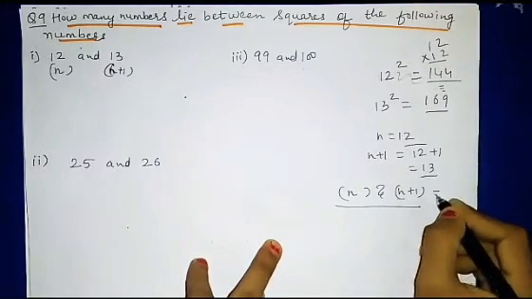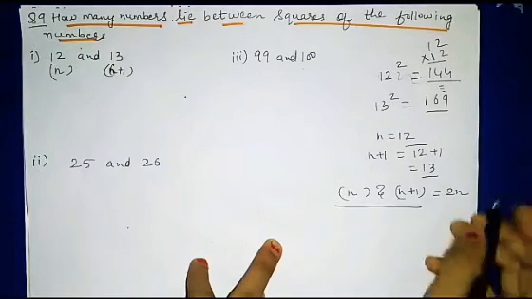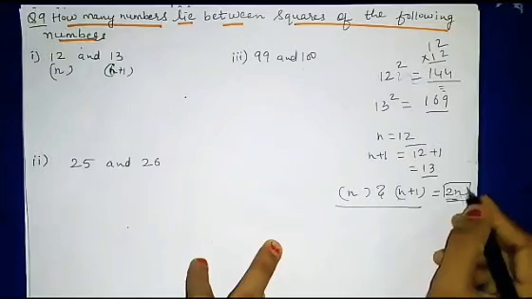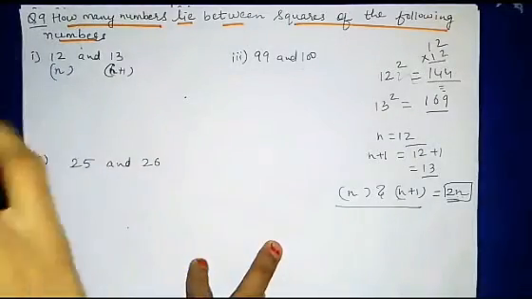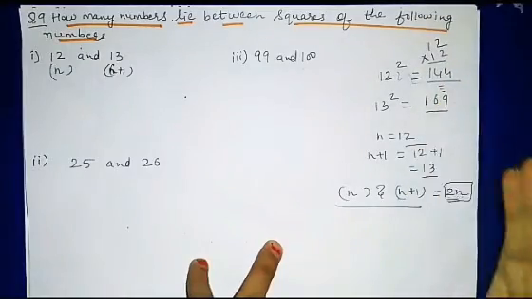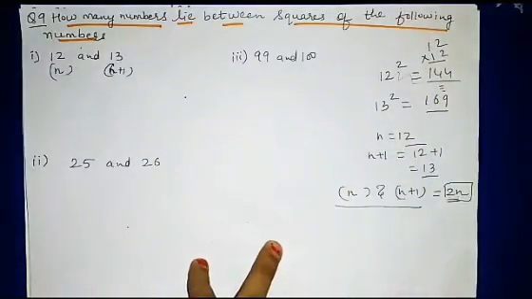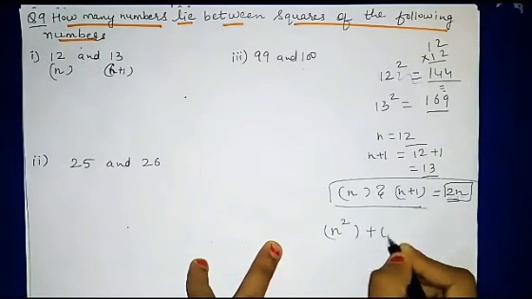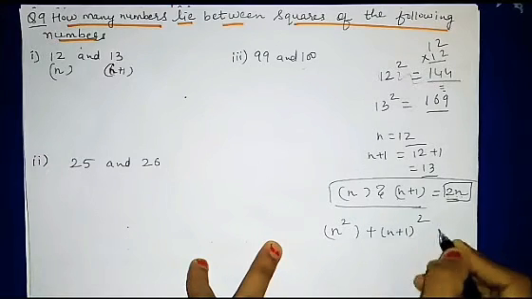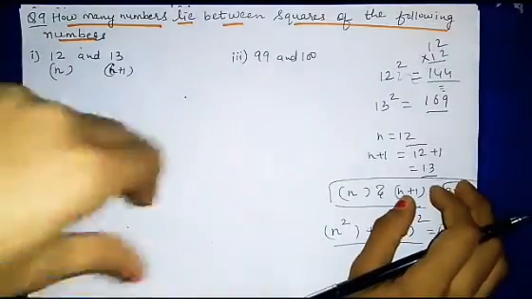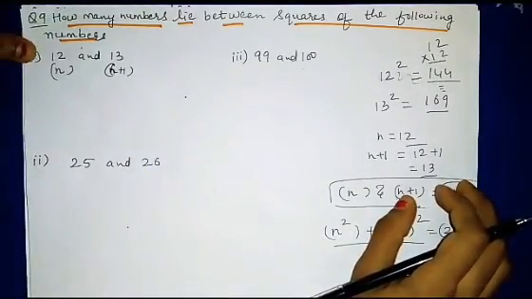This is equal to 2n. So you just have to multiply 2 into n. Whatever our n is, you multiply it by 2, and without doing the squares and without counting the numbers, you will easily get the answer. So this is one property: between n square and n plus 1 whole square, there are 2n numbers. It is given in the textbook, so we will use that property here.